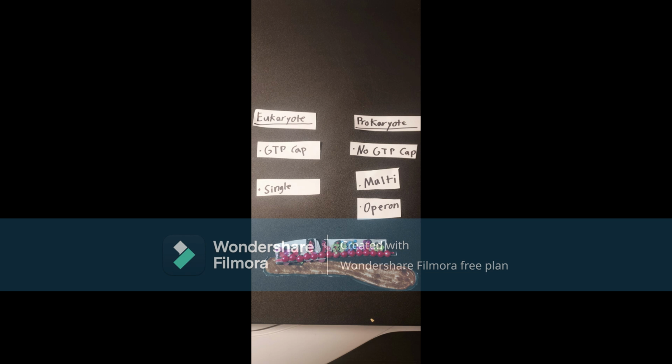Prokaryotes lack a GTP cap, so the initiation complex will attach at an internal mRNA sequence and then move downstream to find the first AUG start codon. This organization is called an operon and allows for the coding of multiple polypeptides.